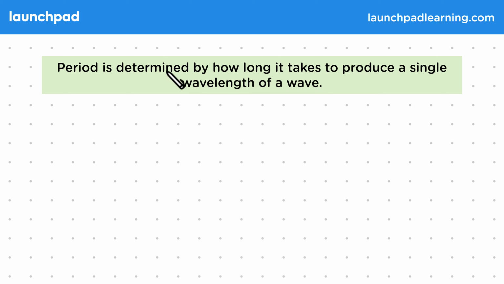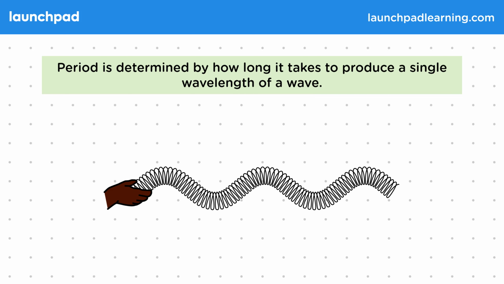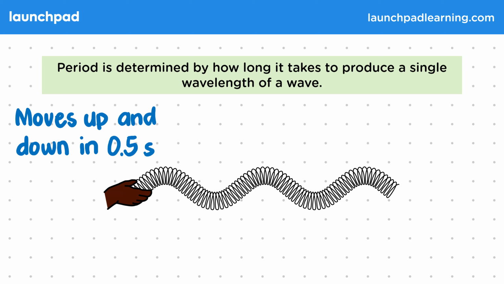Well, period is determined by how long it takes to produce a single wavelength of a wave. Let's explain this with a simple example of creating a transverse wave on a spring. Here we flick our hand up and then down to transfer kinetic energy through the spring as a wave. If it takes us half a second to move our hand up and down like this, then we will produce a wave with a period of 0.5 seconds.